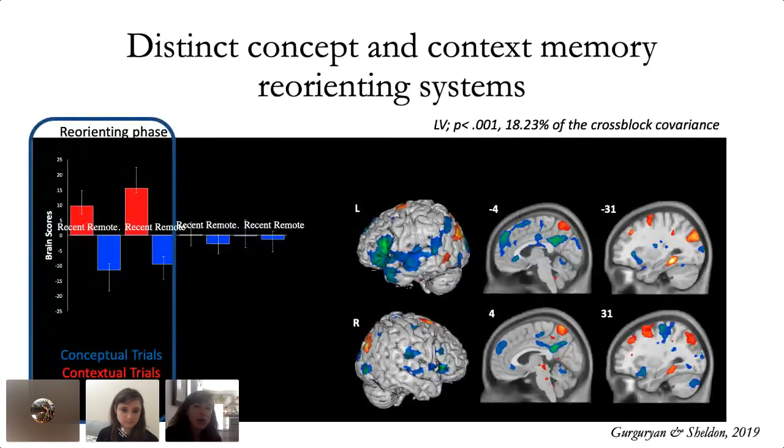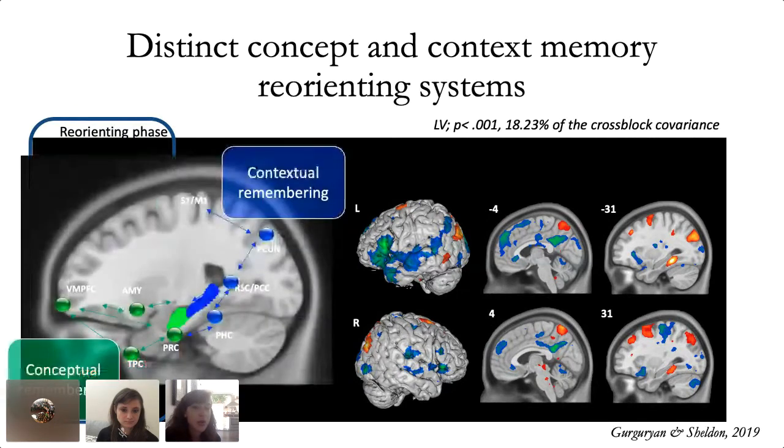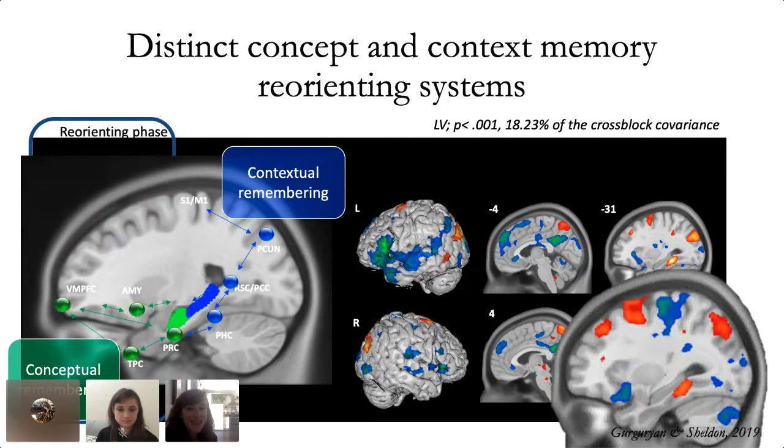Now, the pattern associated with the contextual remembering trials shown in red included more posterior regions like the precuneus, the parahippocampal gyrus, and the occipital cortex. So again, this does map onto our proposed conceptual and contextual remembering systems. Now, with regards to the hippocampus, we see some preferential engagement of the posterior hippocampus from a parahippocampal cluster during the contextual trials, but there was no difference in anterior hippocampal activity between these conceptual or contextual trials.